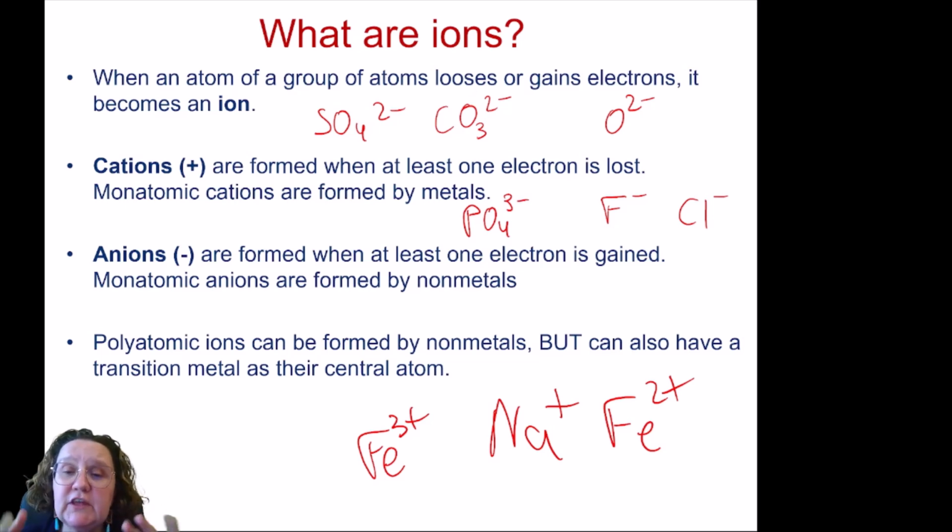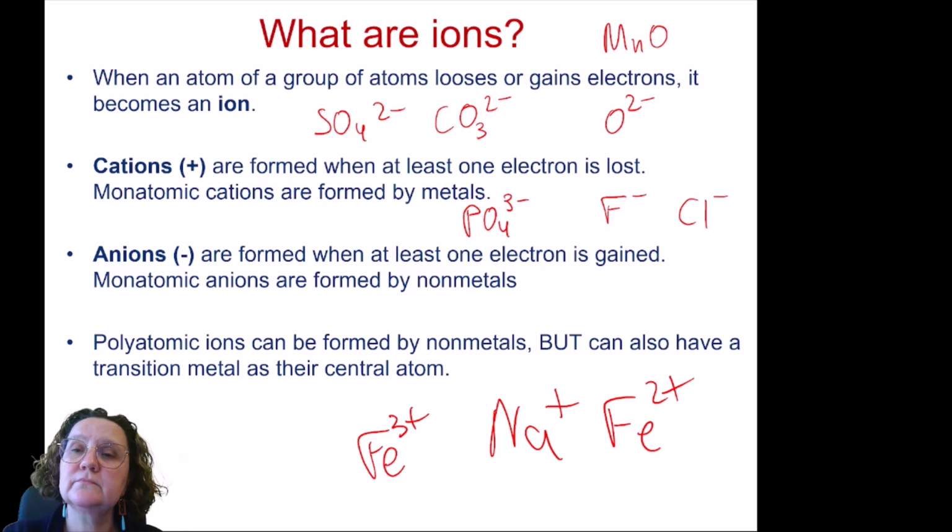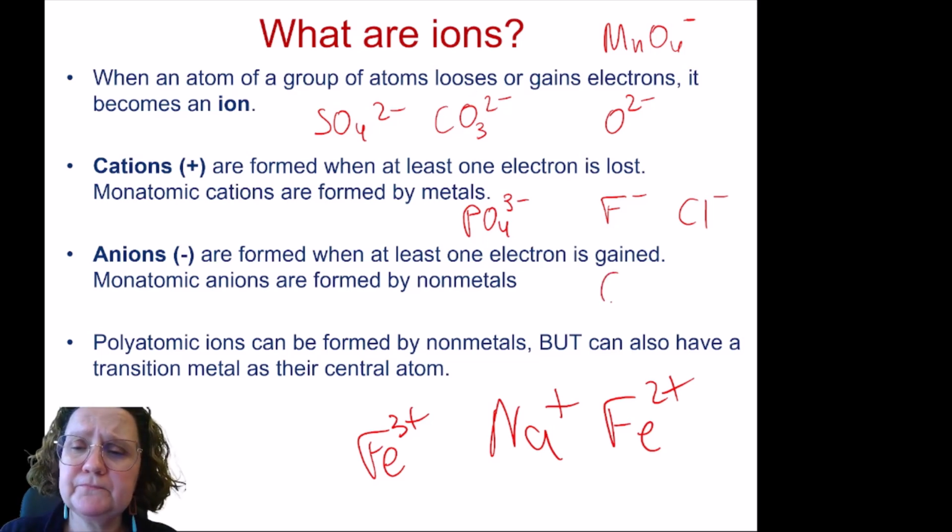In all those examples I've given you, all those are non-metals. Phosphorus, oxygen, sulfur, carbon, they're all non-metals. But sometimes the atom in the center is a metal. An example of that could be permanganate. And you might have heard about potassium permanganate. It's a good oxidizing agent. So there you have manganese, which is a metal surrounded by 4 oxygens, and collectively they have gained a negative charge.